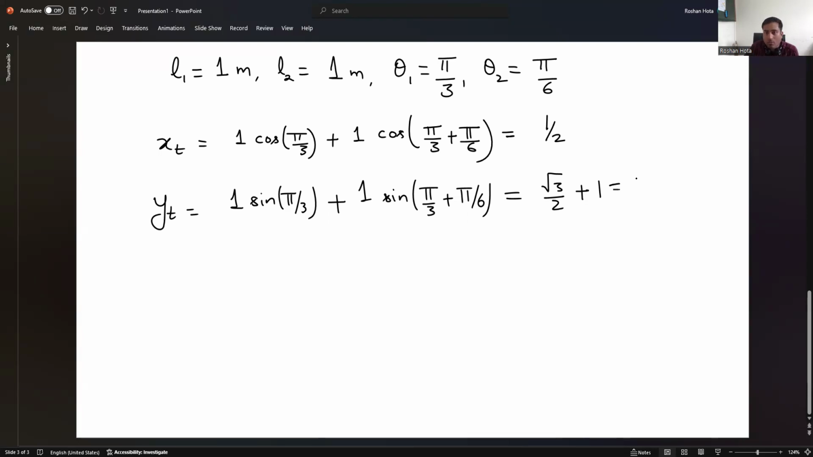This is equal to 1.8660. This is equal to 0.50. Now we have the value of X tip and Y tip.